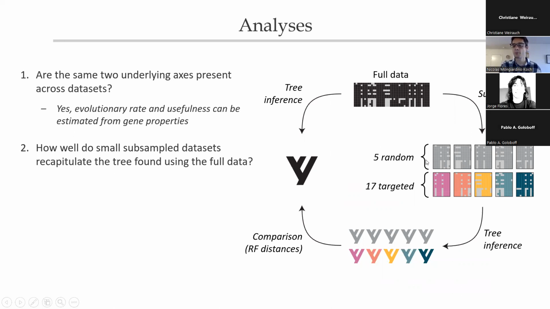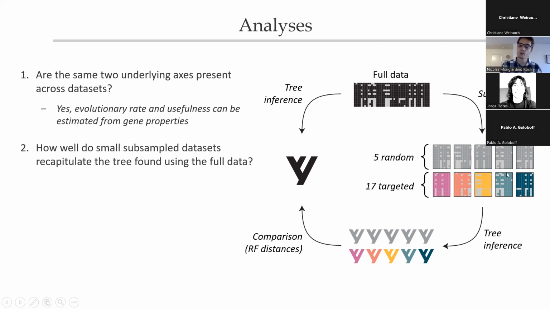5 of these were just replicates of selecting genes at random, and 17 other matrices were built using targeted subsampling approaches, things like recovering the slowest evolving genes, the ones with the highest average bootstrap support, et cetera, including also the multivariate method that I just introduced. And these matrices were relatively small compared to the full data.